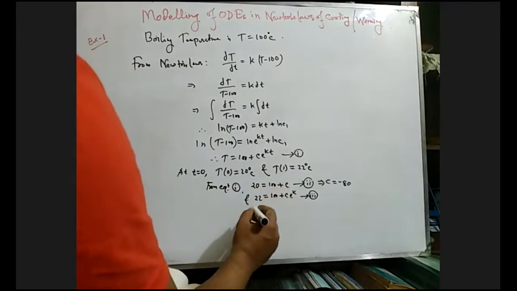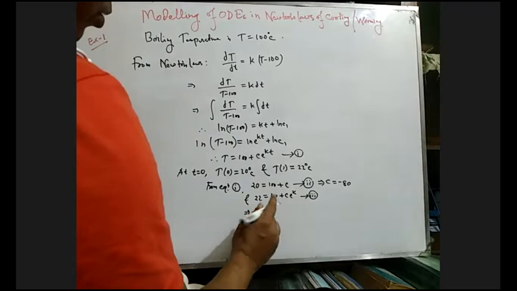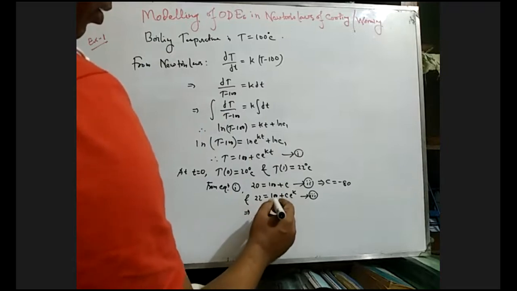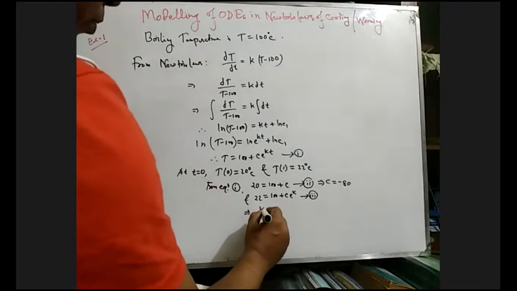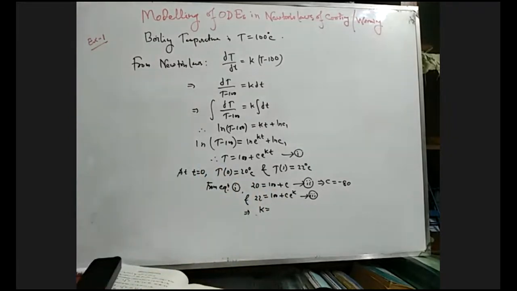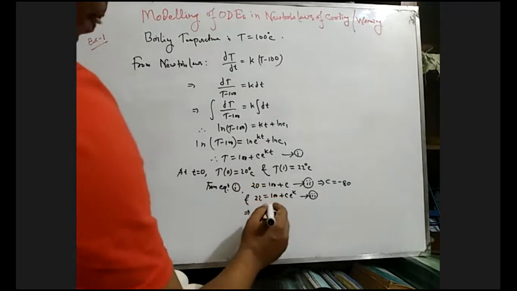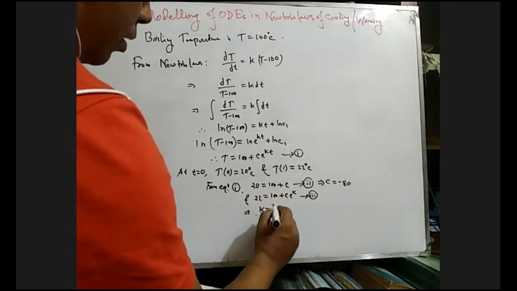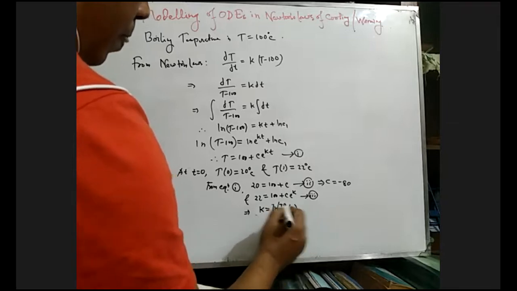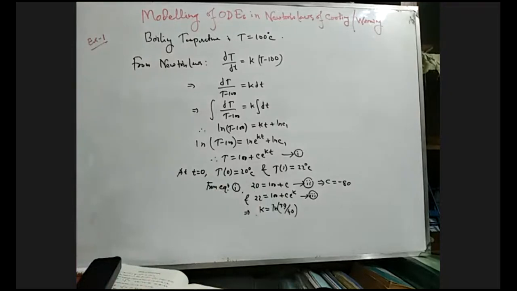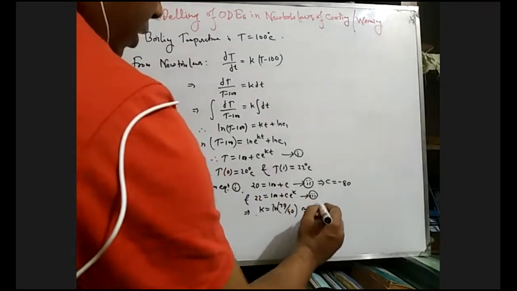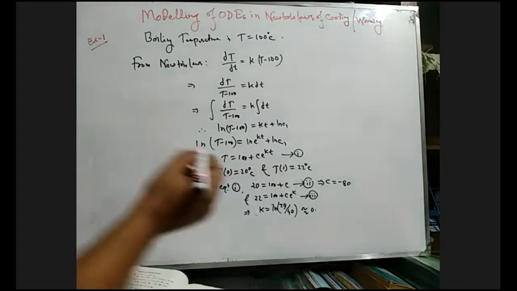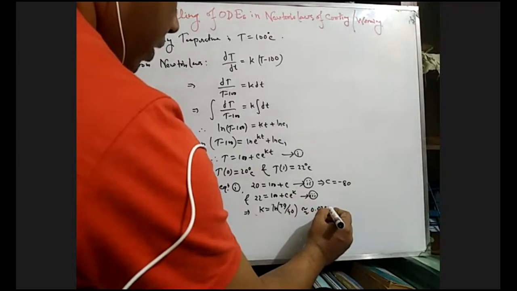I'm putting the value of c here: 22 equals 100 minus 80 e to the power k. That means k equals, from here, ln 39 by 40, which is approximately 0.0253.